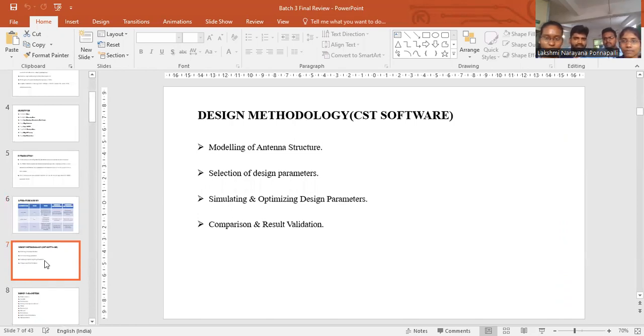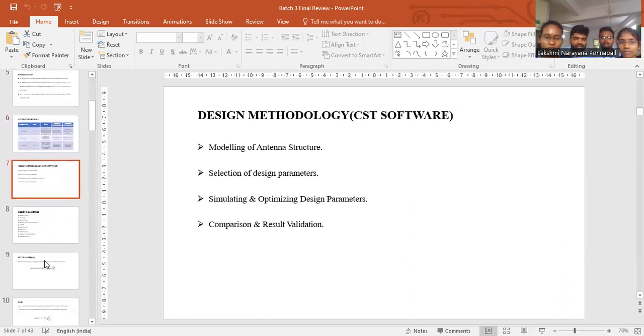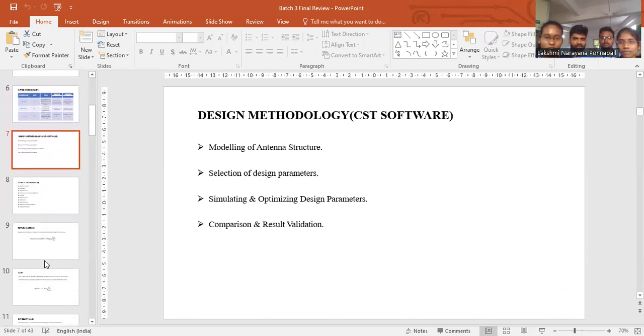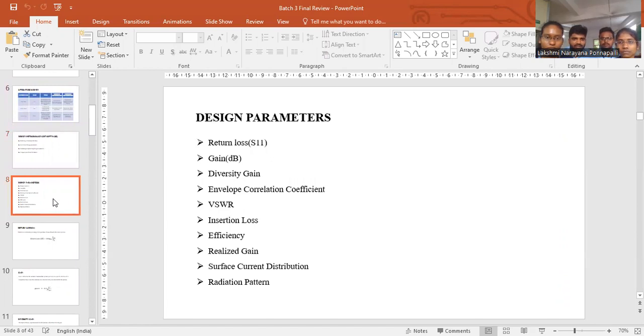Now we are using CST software. The software is a more advanced model in this project generation. Using the CST software, we can measure the parameters of the structure of this antenna. Design parameters: return loss, gain, diversity gain, envelope correlation coefficient, VSWR, insertion loss, efficiency, realized gain, surface current distribution, and radiation pattern.